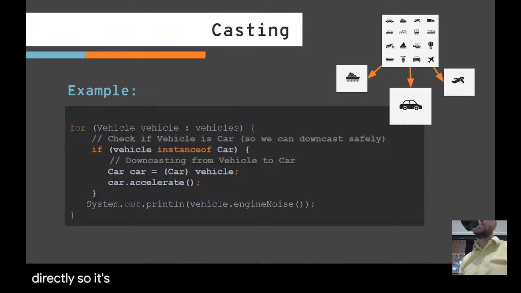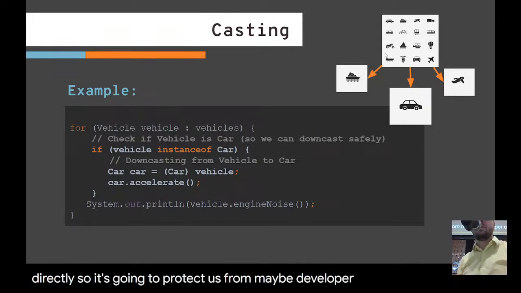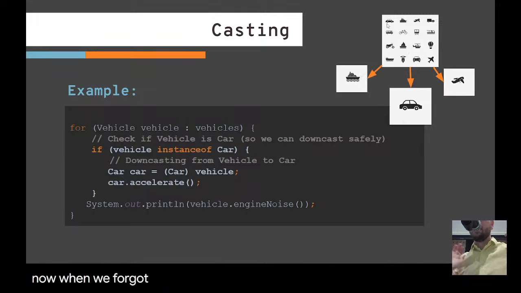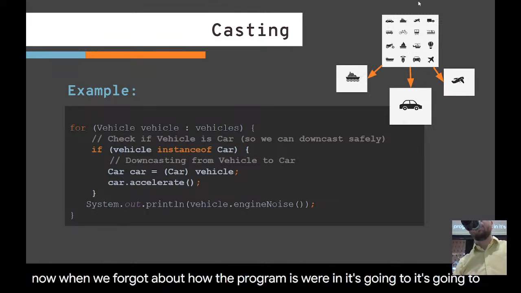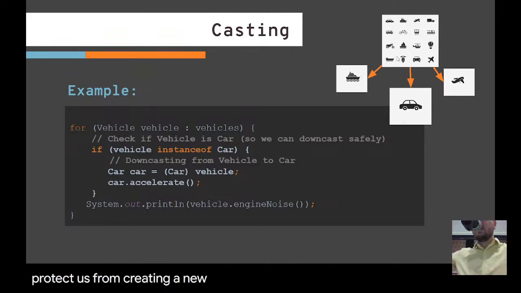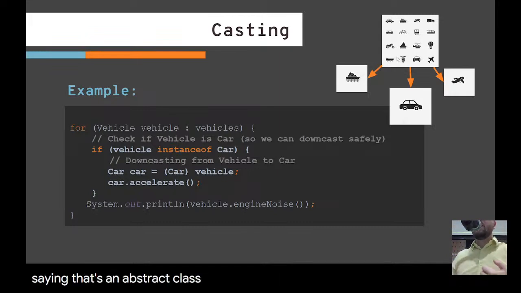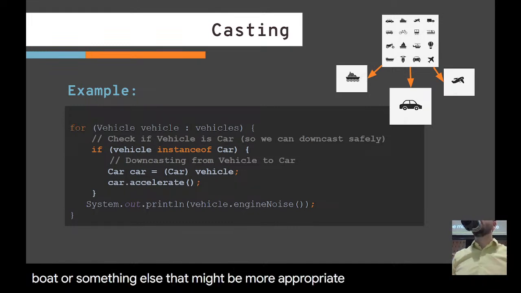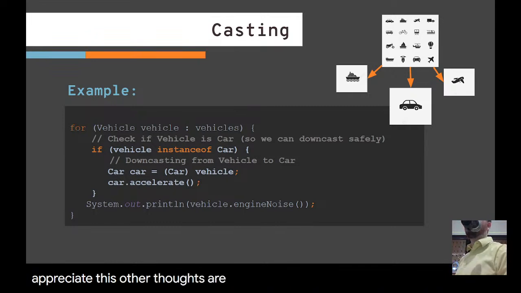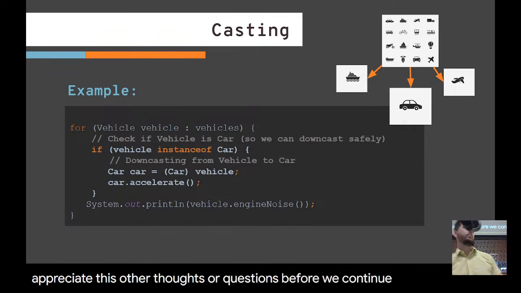So it's going to protect us from maybe a developer or ourselves 6 months from now when we forgot about how the program is written. It's going to protect us from creating a new instance of vehicle. It's going to give us an error saying that's an abstract class, and then we'll have to create an instance of car or boat or something else that might be more appropriate. Yeah, cool. Thanks for the question. Great questions. I appreciate this. Other thoughts or questions before we continue?